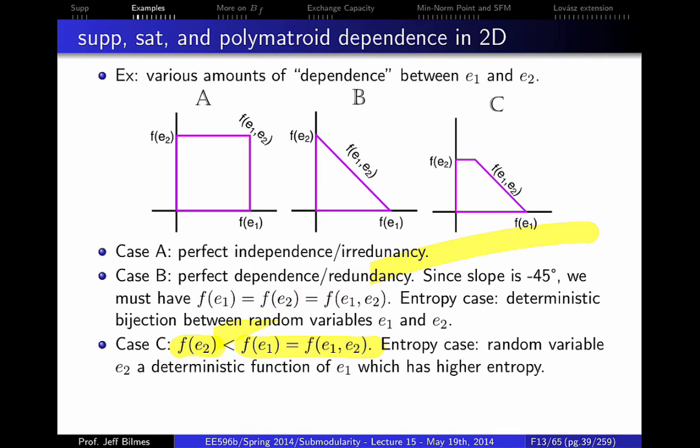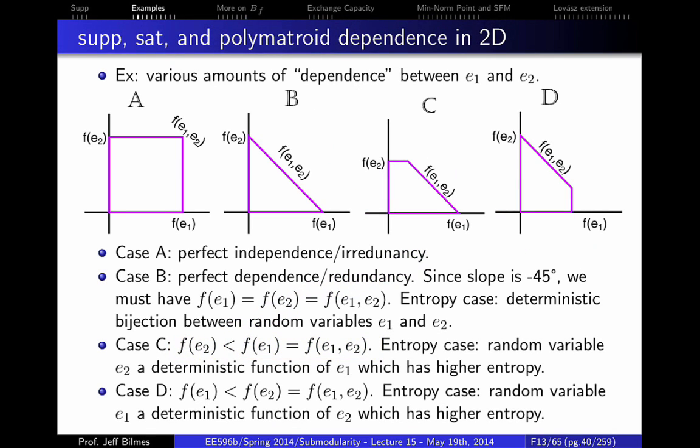And then the last case is D. And D is just the symmetric version of C. So in some sense, we've already covered it. Here it's basically saying that E1 is a deterministic function of E2.